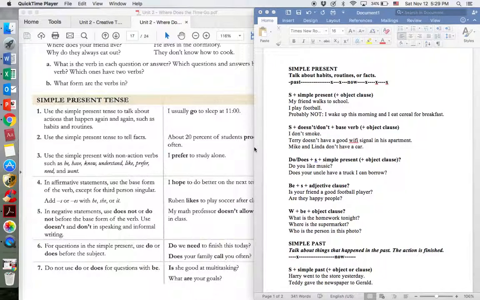Let's take a quick look at the simple present and the simple past for Unit 2 Grammar in North Star Blue, Level 2. First, the simple present. We use the simple present to talk about habits, routines, or facts.